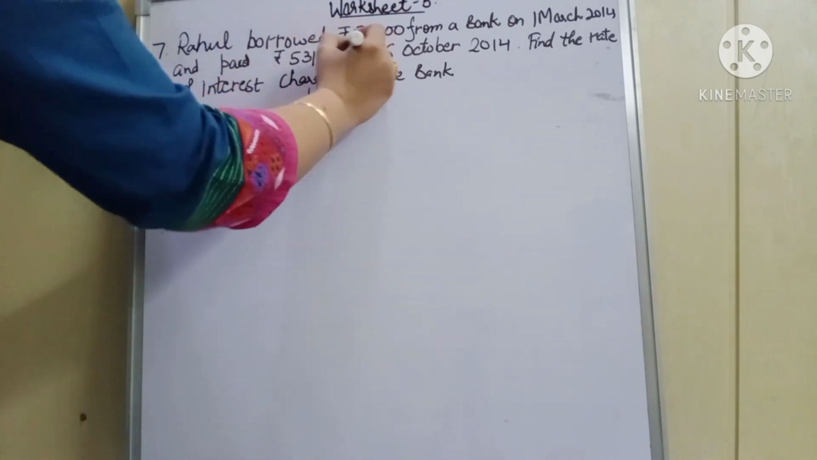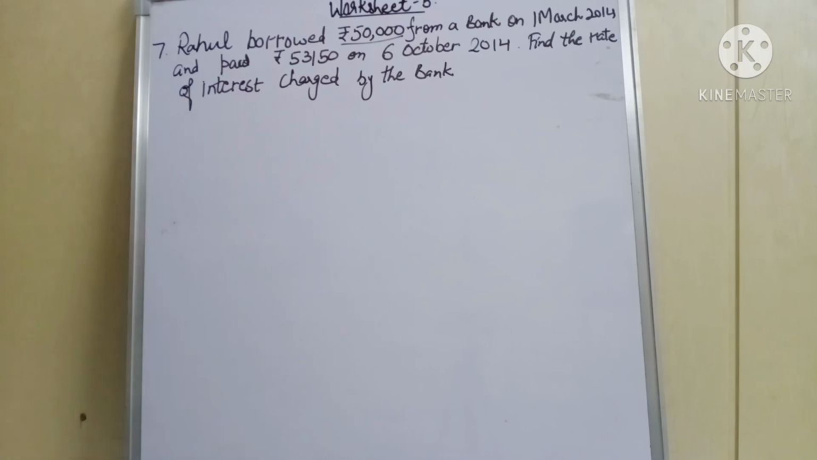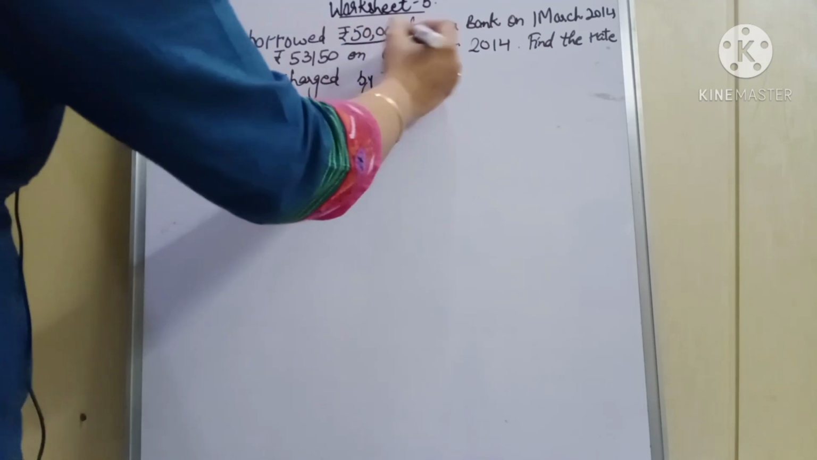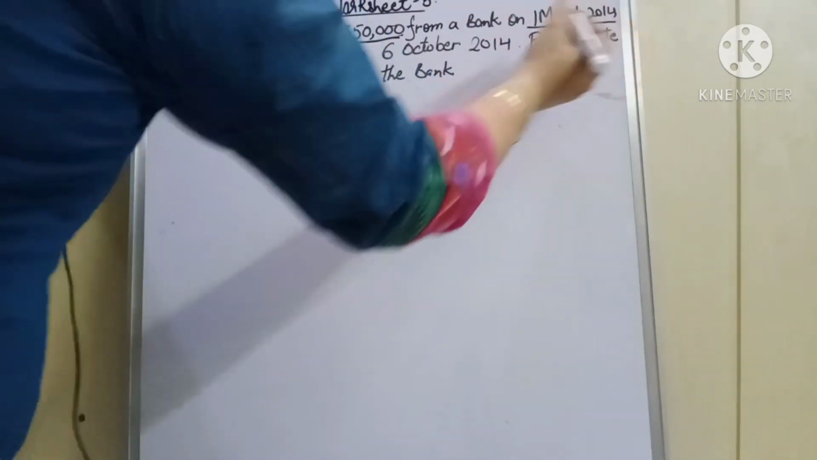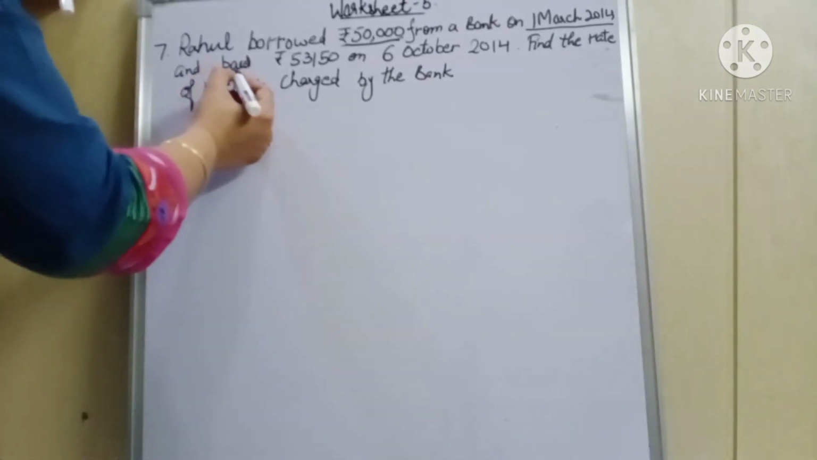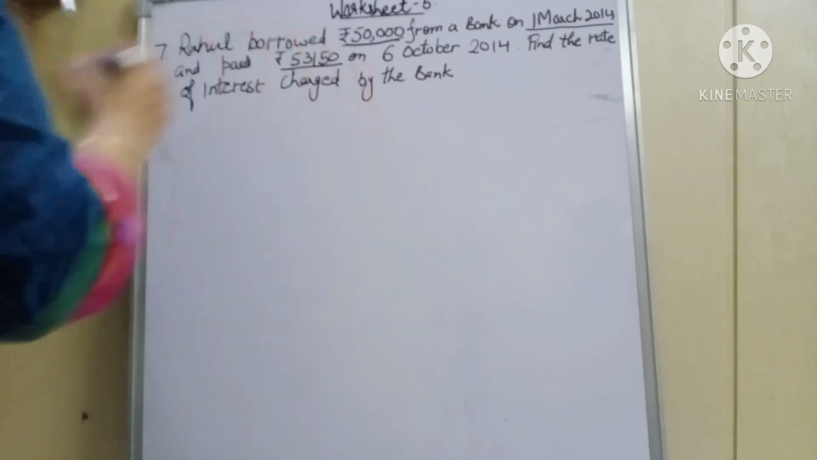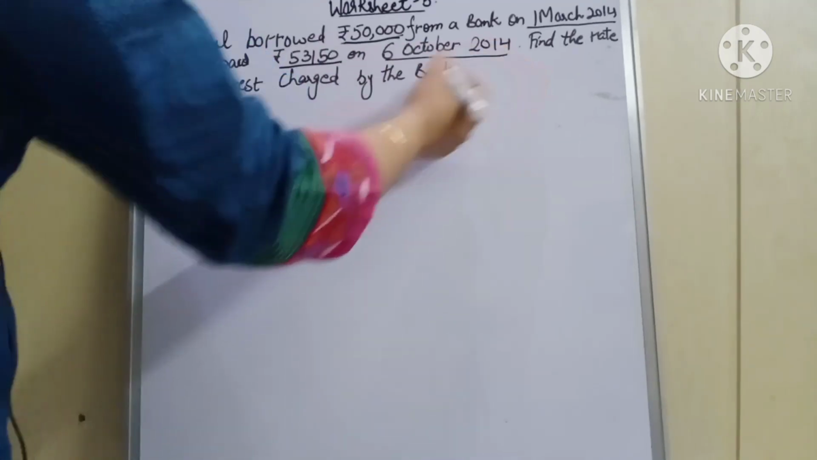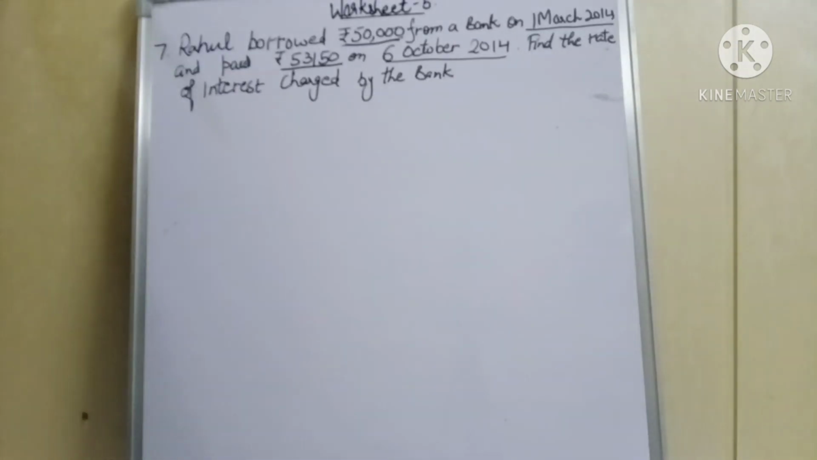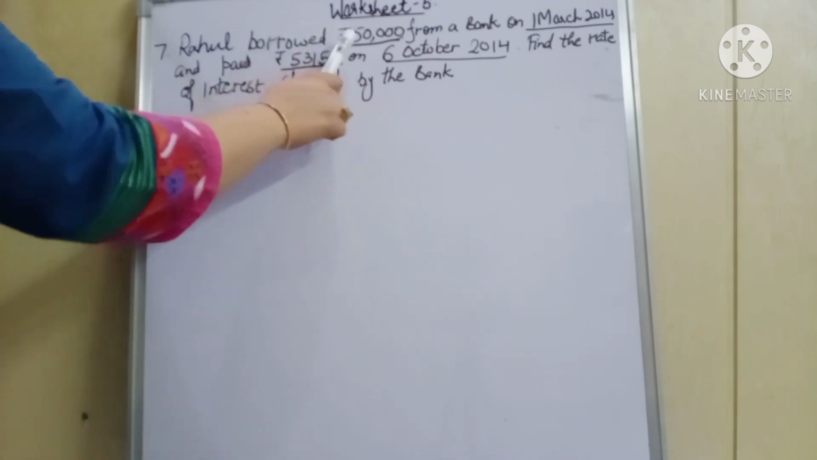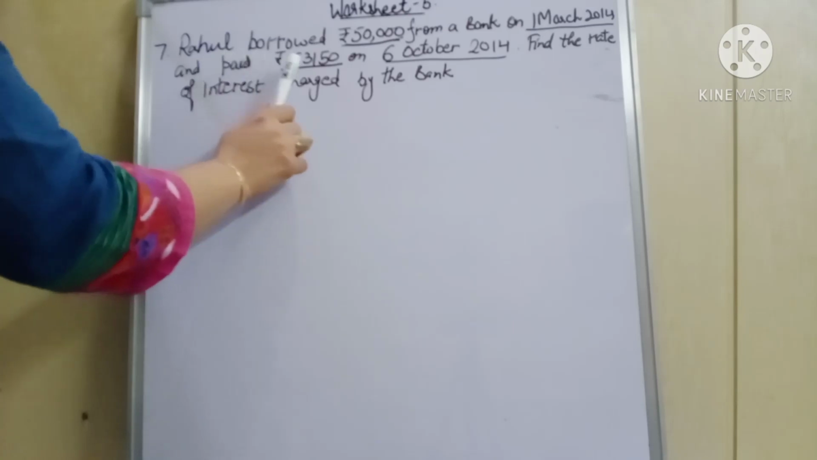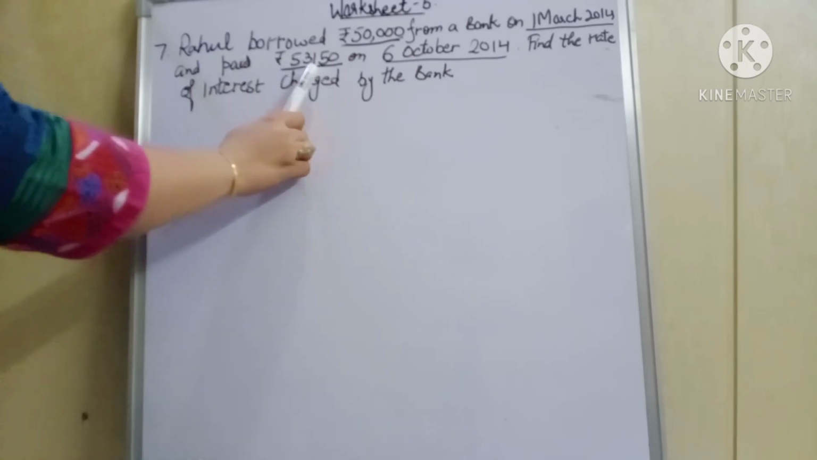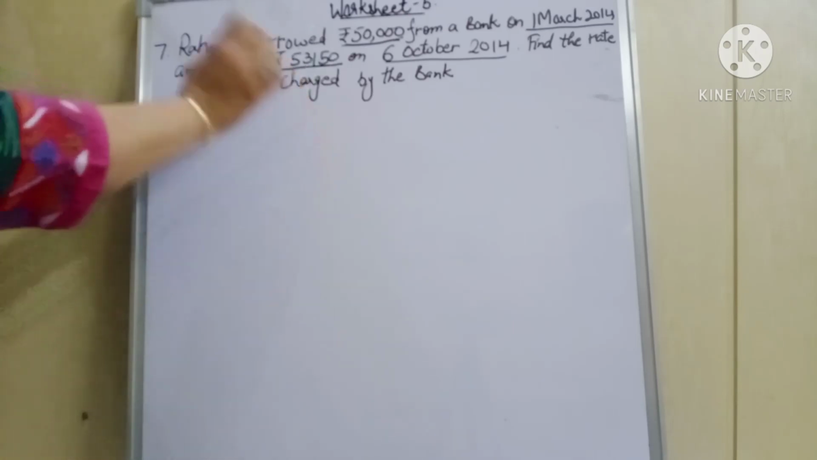Let us start sum number 7. Rahul borrowed 50,000 rupees from a bank on 1st March 2014 and paid 53,150 rupees on 6 October 2014. Find the rate of interest charged by the bank. Here 50,000 he borrowed, this is the principal, and he paid back 53,150, that means this is the amount.